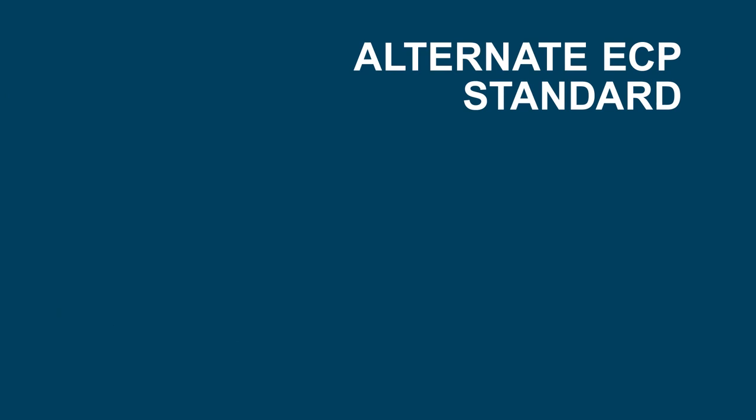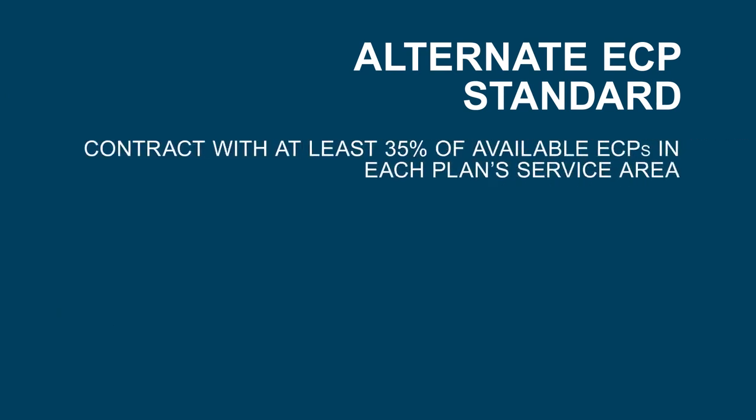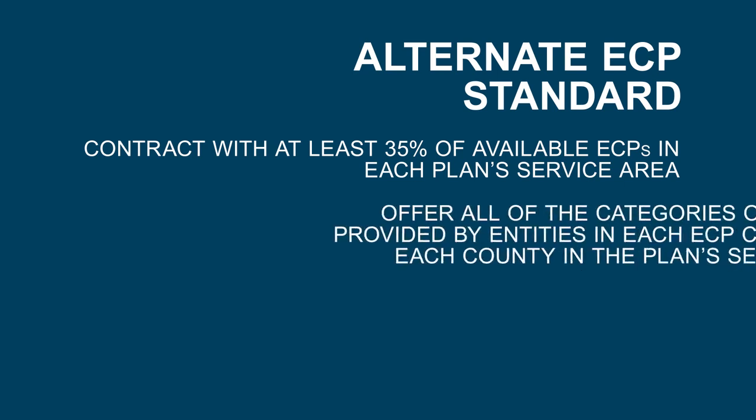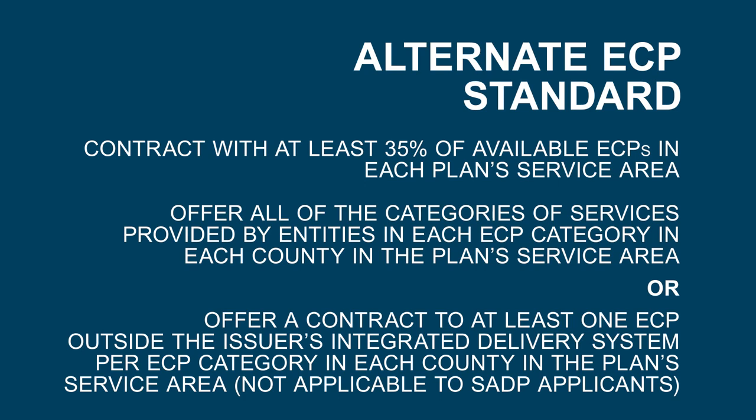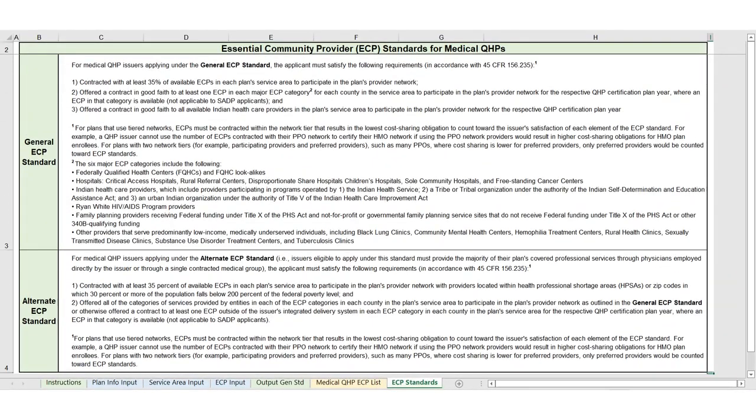To satisfy the alternate ECP standard, the applicant must 1. Contract with at least 35% of available ECPs in each plan's service area to participate in the plan's provider network, and 2. Offer all of the categories of services provided by entities in each ECP category in each county in the plan's service area as outlined in the General ECP Standard, or otherwise offer a contract to at least one ECP outside of the issuer's integrated delivery system per ECP category in each county in the plan's service area. This is not applicable to SADP applicants. For more information on the General and Alternate ECP standards, reference the ECP Standards tab within the tool.